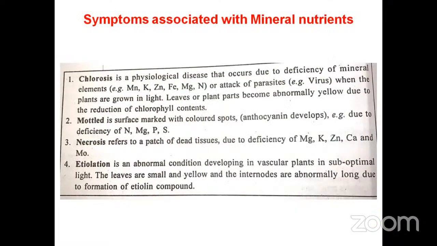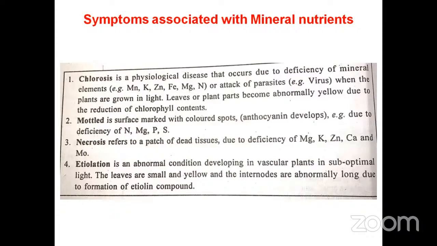So, what are those symptoms? What is chlorosis? Chlorosis is a physiological disease that occurs due to deficiency of mineral elements like manganese, potassium, zinc, iron, magnesium, nitrogen. See, in nitrogen deficiency there is complete chlorosis in the older leaves. In iron deficiency there is complete chlorosis in the younger leaves.